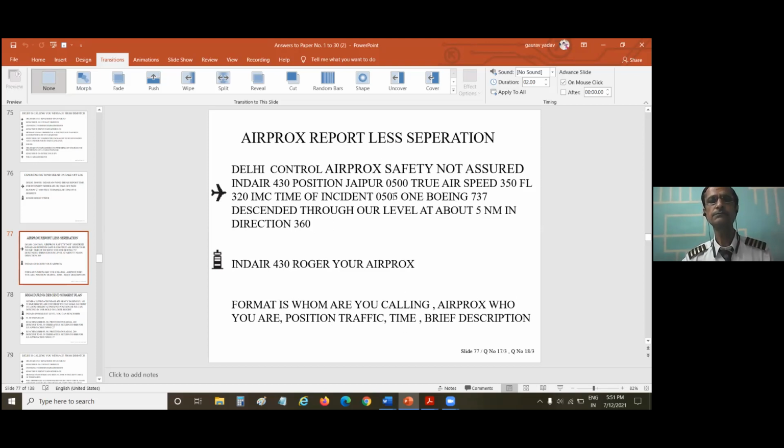Then time. What time the incident took place? This time. And brief description. One brief description of that traffic. What type of traffic it was and how much distance it was. Because all these things will not be given in the question paper. If you remember the format, as per the format, you will put some imaginary values in this format and replace it in the answer. Okay. So this was one more situation which we could manage to do today. And now we'll go to the next question.